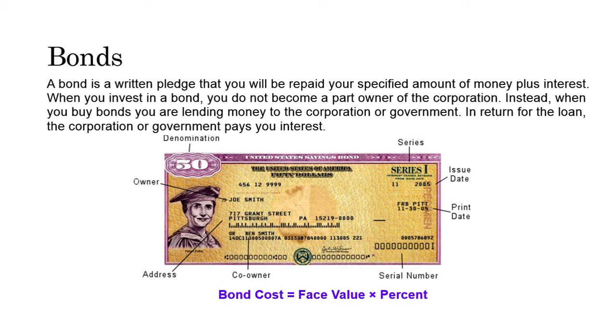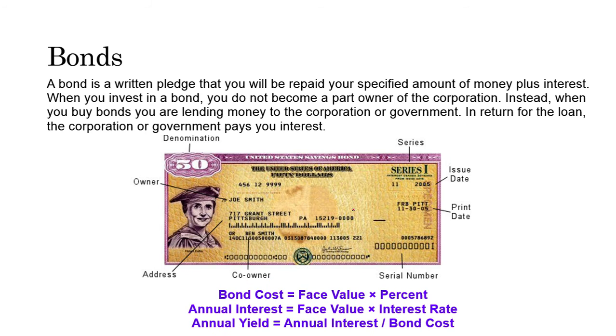So to find the bond cost, you get the face value and you multiply that by the percent. To find the annual interest, you get the face value and you multiply that by the interest rate. And to find the annual yield, you get the annual interest and you divide that by the bond cost.